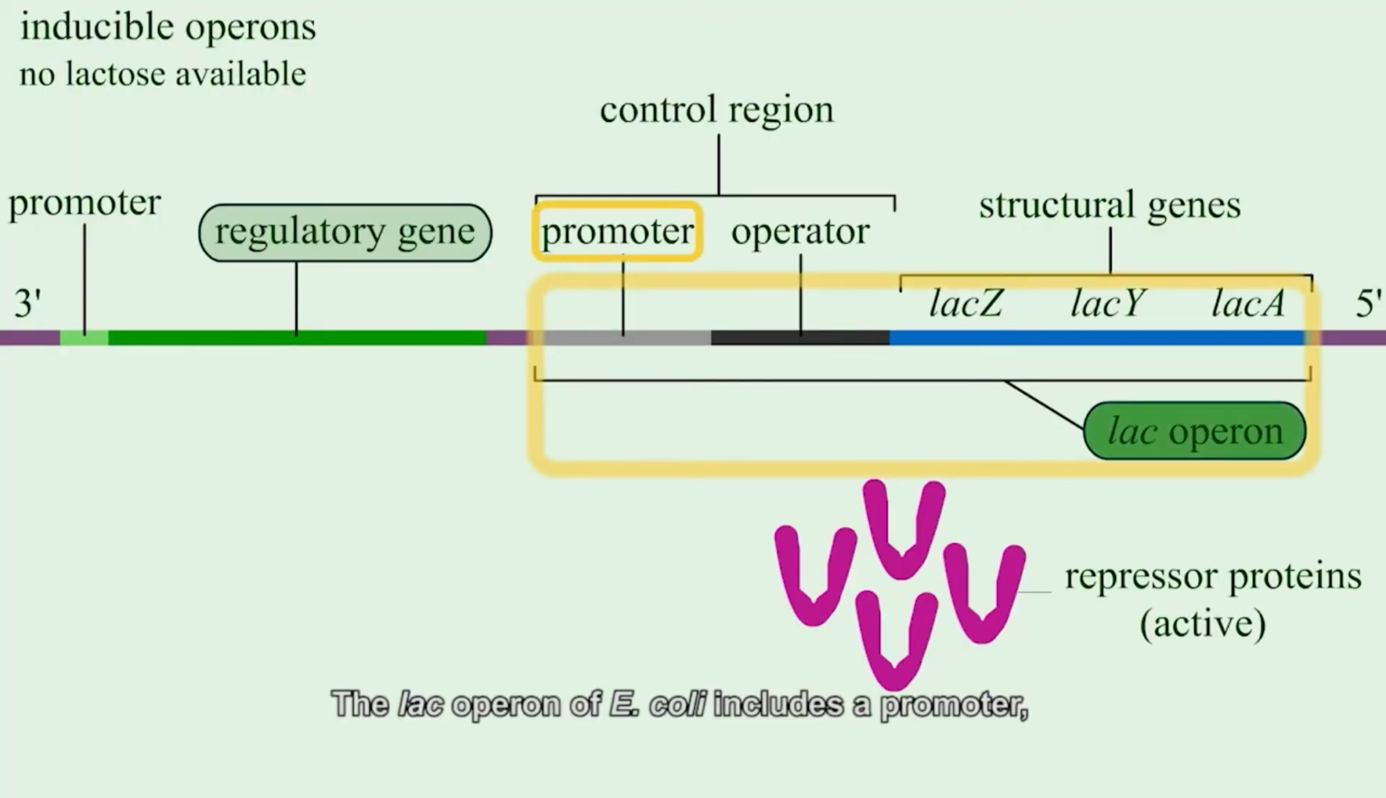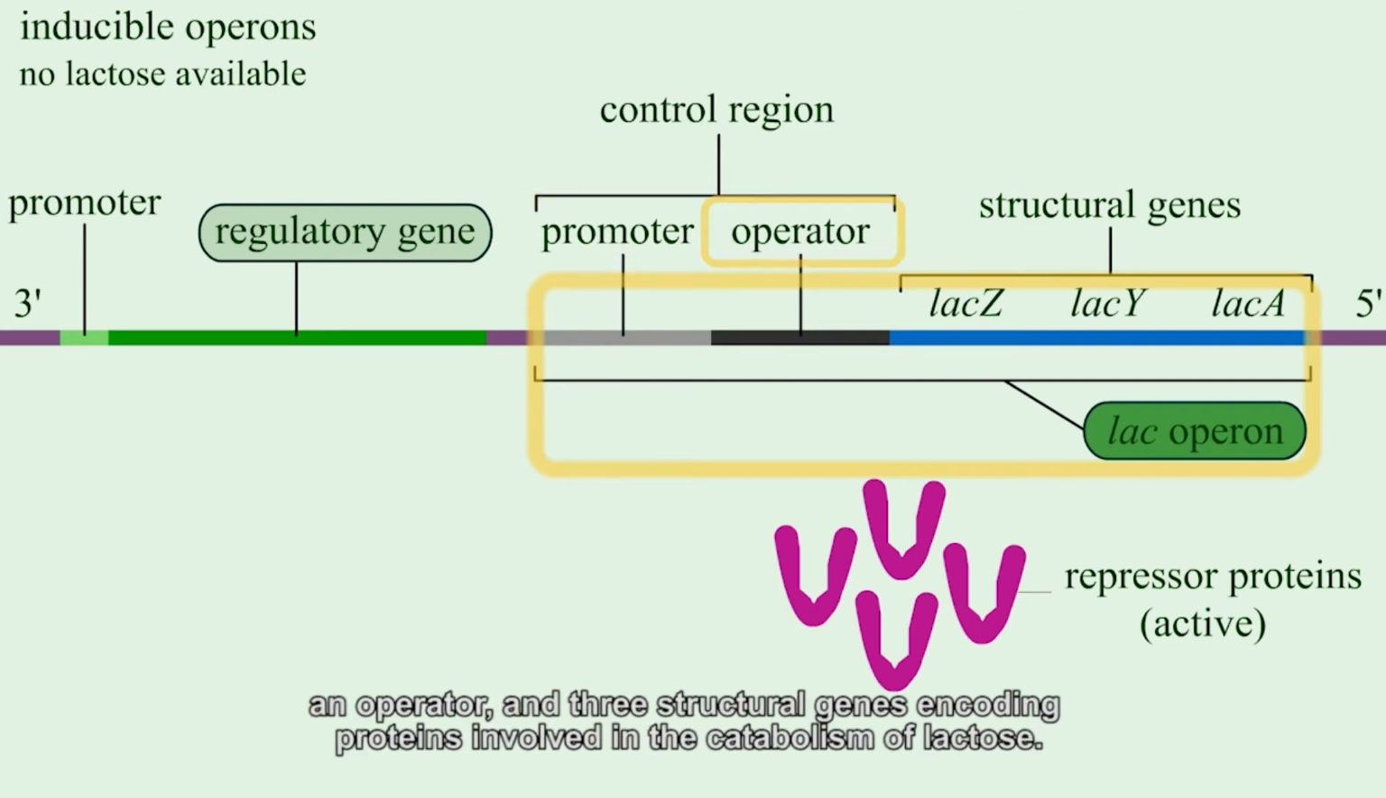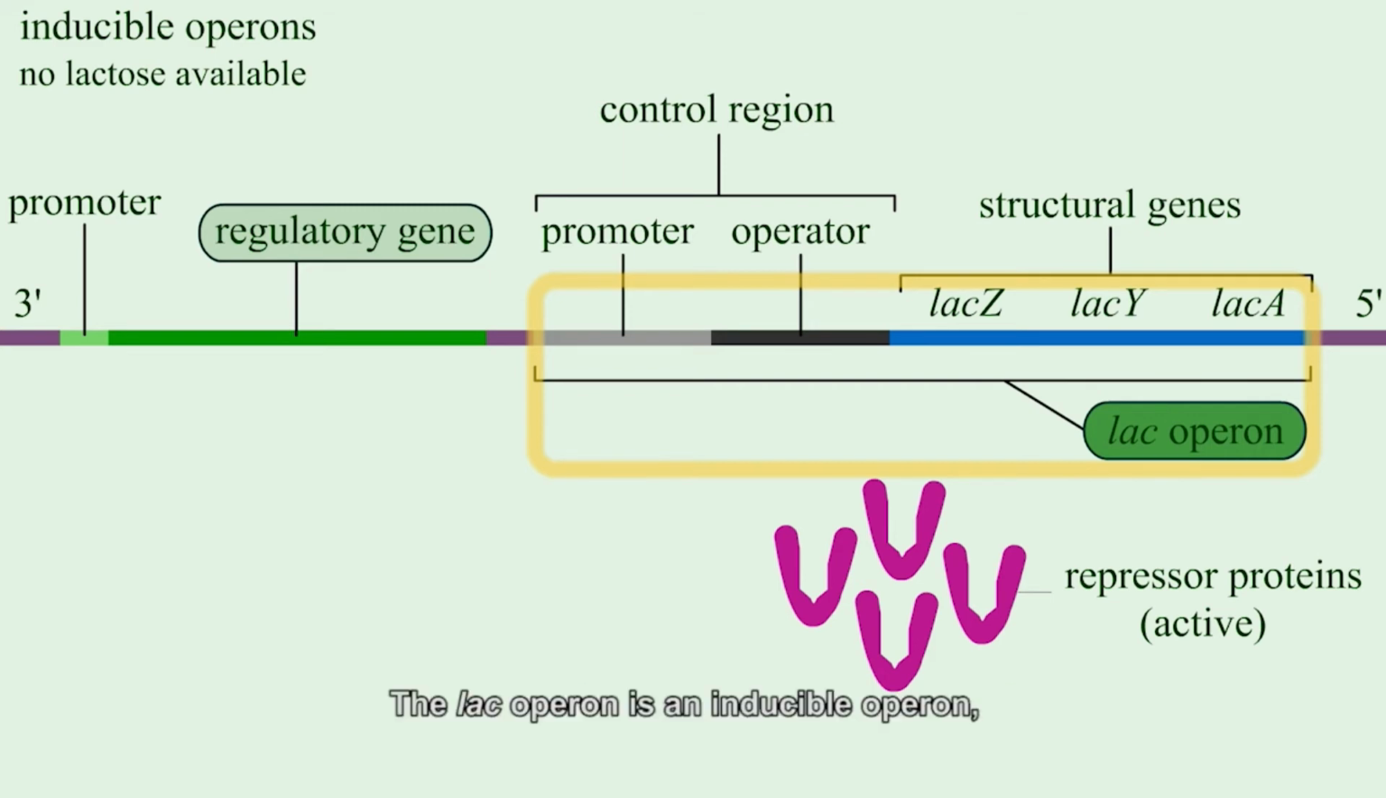The lac operon of E. coli includes a promoter, an operator, and 3 structural genes encoding proteins involved in the catabolism of lactose. The lac operon is an inducible operon, meaning that the genes are usually not transcribed. When lactose is available to the cell, the operon is induced or stimulated to produce the proteins of lactose catabolism.